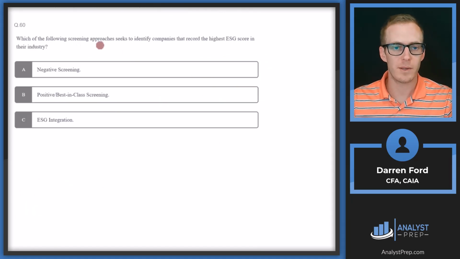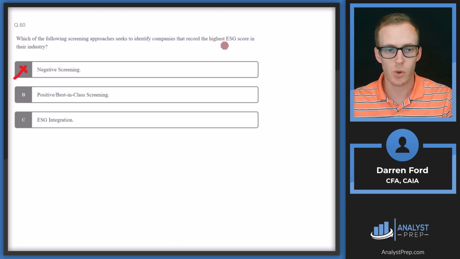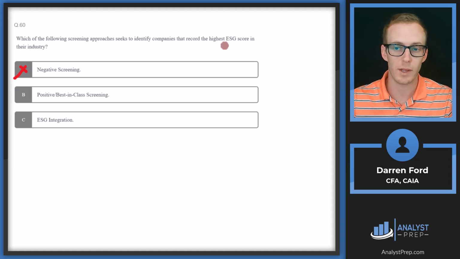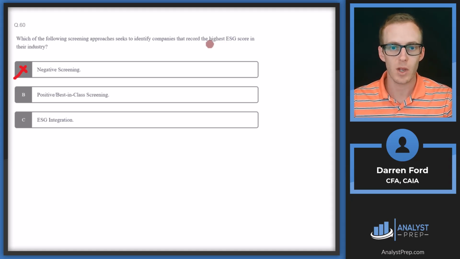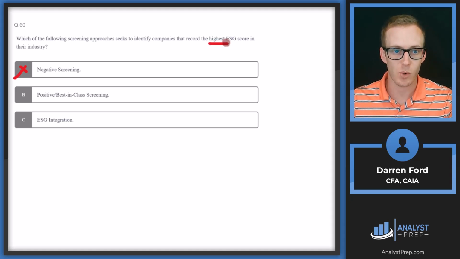Answer B. Which of the following screening approaches seeks to identify companies that record the highest ESG score in their industry? Is it A, negative screening? This is not negative screening. Negative screening would be looking at the lowest ESG scores and then likely ruling those out of your investment process. But here we're looking for high ESG scores. B, positive / best-in-class screening. That sounds like it'll be our answer.